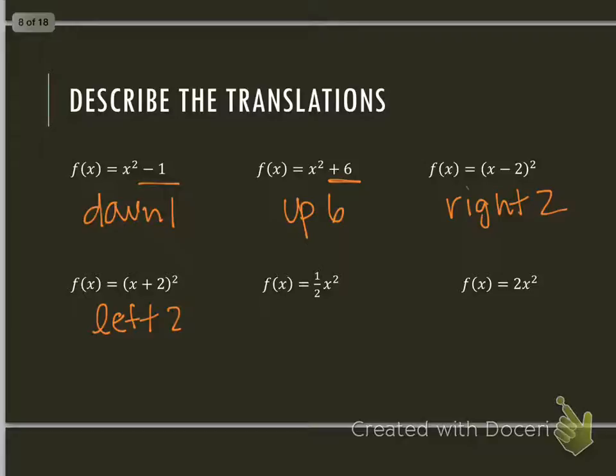If we're multiplying and it is smaller than 1, it is going to compress it. Compress by 1/2, so it's going to get skinnier, or my points are going to get closer together. And if it's bigger than 1, it's going to stretch it. So all of my points are either going to get farther away or my graph's going to look like it's getting fatter.